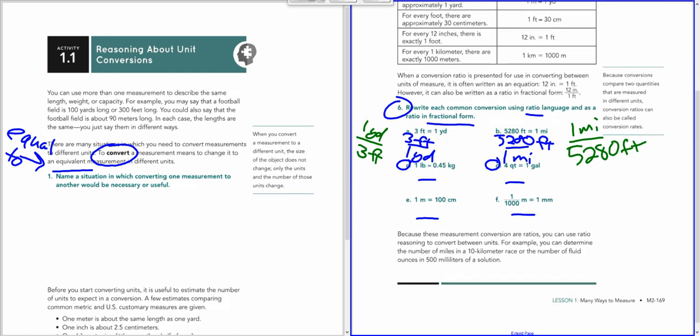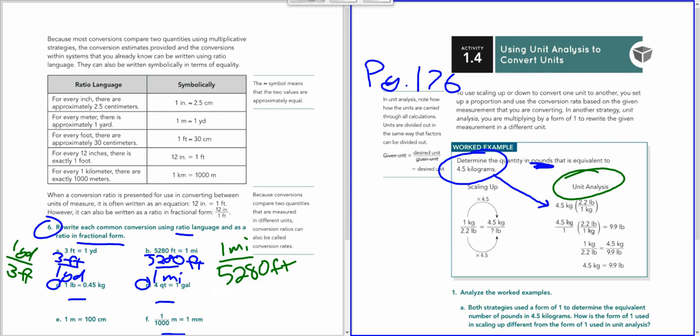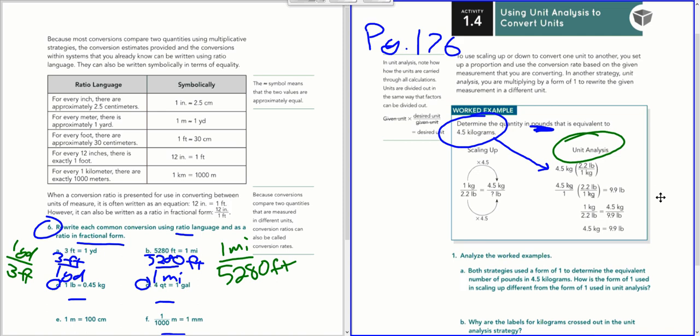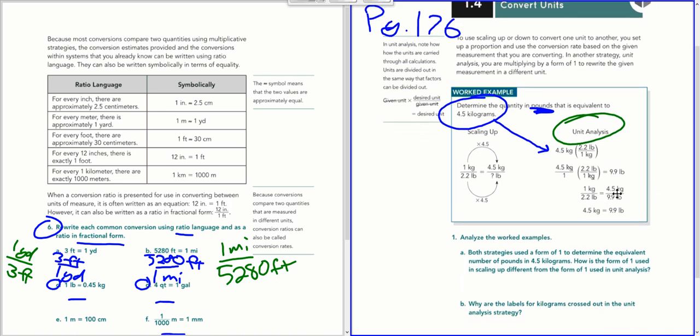All right, moving over. Page 176. So we made a big jump. We skipped over all the strategies for converting, including scaling up. You're welcome to go back and look at that. But on page 176, it introduces this idea of unit analysis. This is the strategy we're going to use.